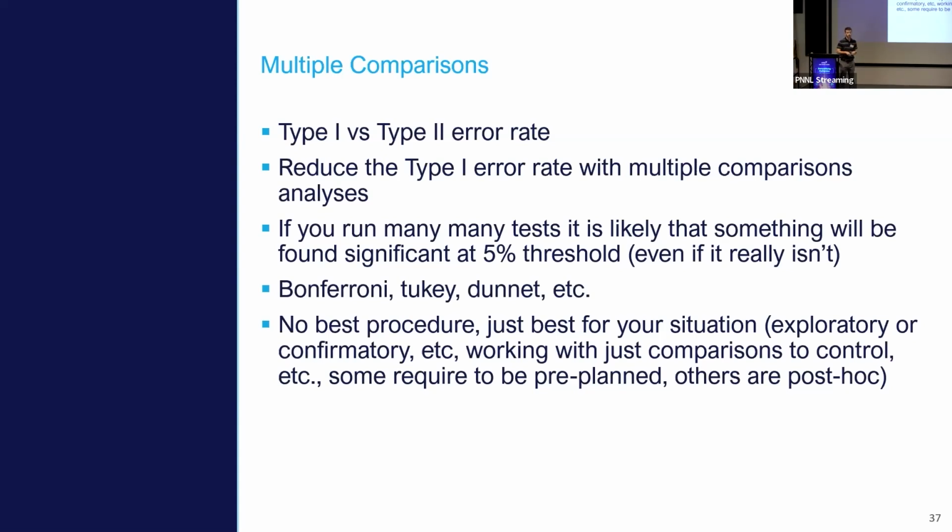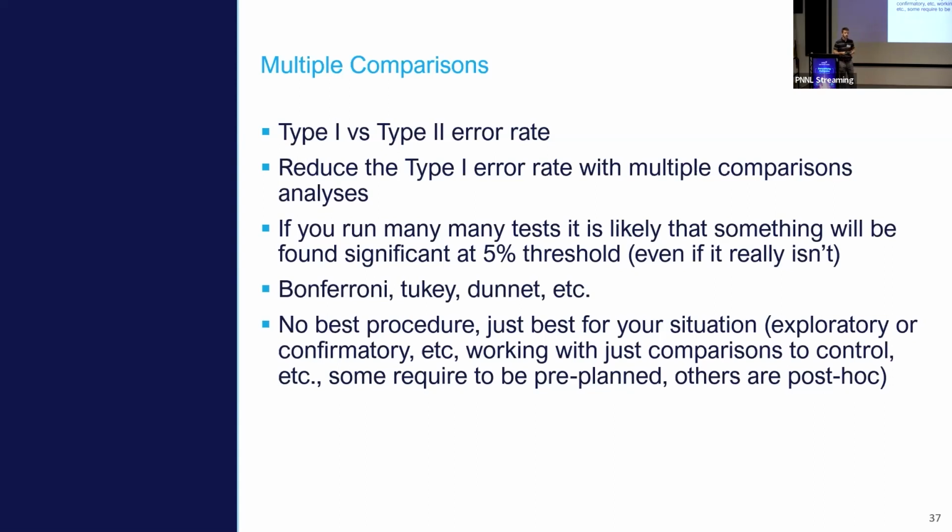Because if you are running many tests, it's likely that something will be found significant at that 5% threshold, even if it isn't. And I like to think of this, I think there's a book called The Law of Improbability. And with that, they talk about this idea that the more things happen, the more things are going to happen. So if you are constantly running tests, then it's very obvious that at some point you might find something to be significant. And it doesn't mean that it actually is, it's just by chance, because you ran the experiment so many times, something popped up as significant. And that's what we're trying to correct for here.